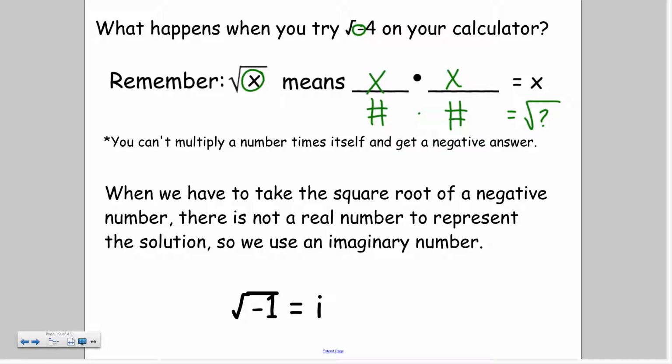Now, when we take the square root of a negative number, it's not a real number. So in order to represent the solution, we use an imaginary number. So the square root of -1 is i. This right here lets us know that you can't put it in the calculator. So whenever you see the square root of -1, your answer for that will always be i.